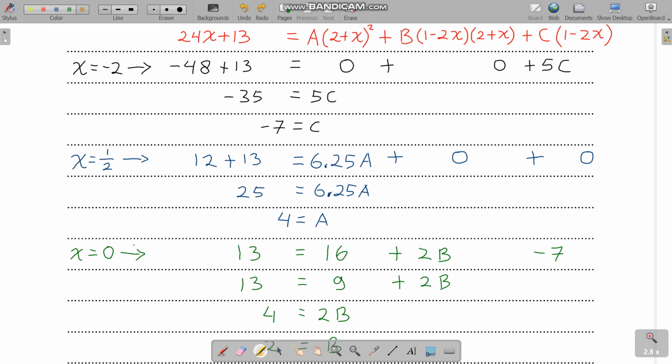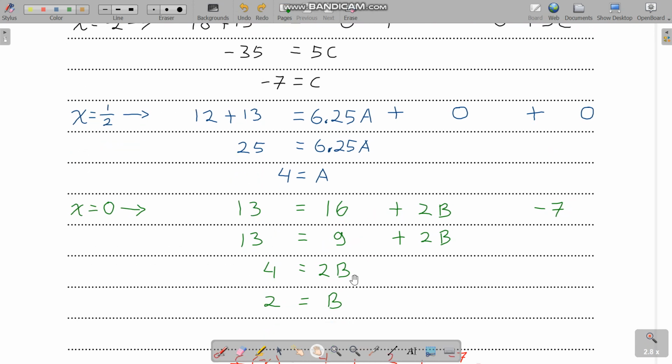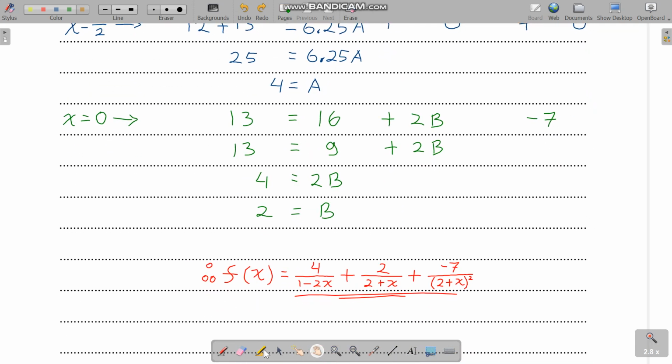To find the b we can just plug in anything random, like 0. So if we plug in 0, we have only 13. Plug in 0, we have 2 squared, which is 4. 4 times a, a is 4. 4 times 4 is 16. And we plug in 0, we get 1 times 2, which is 2. So we have 2b. Plug in 0, we have 1 times c, c is minus 7. So 16 minus 7 is 9. And 13 minus 9 is 4. So the b is 2.